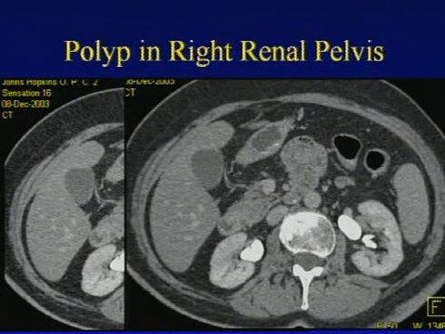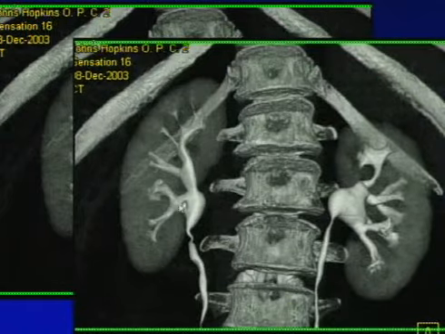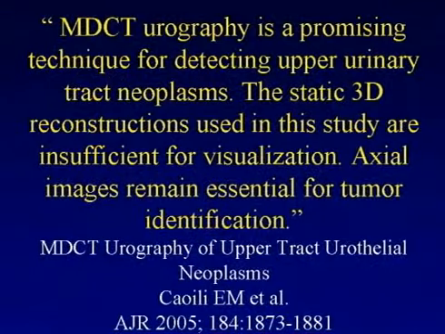The way we recognized that was not on the axial images, but we recognized it on the 3D, where you really can see the filling defect right there. Here was very, very obvious, and that was a 6 millimeter papilloma when they removed it through a ureteroscope. Again, the 3D visualization showed that very nicely, something that was totally missed on the axial display.